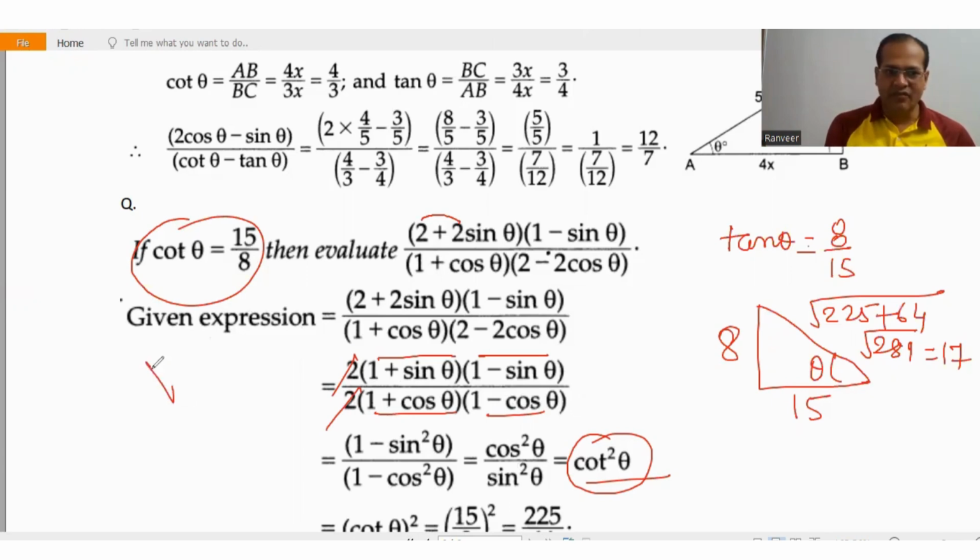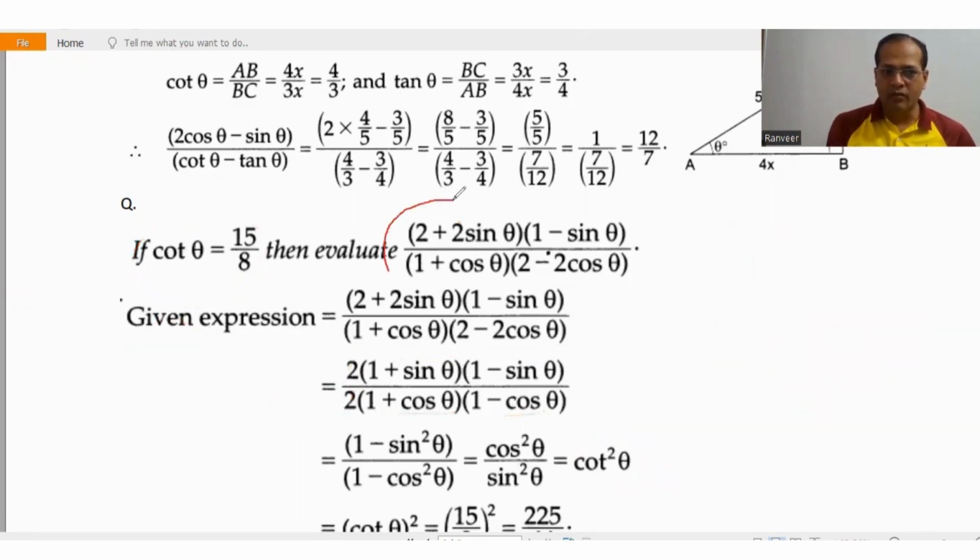So this is a very, very important type of question where you have to see what you have to find out. If it is possible to simplify, you can simplify as much as possible, and after that you will get the result immediately.